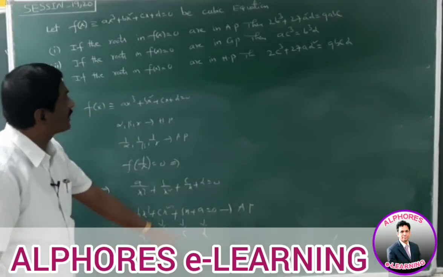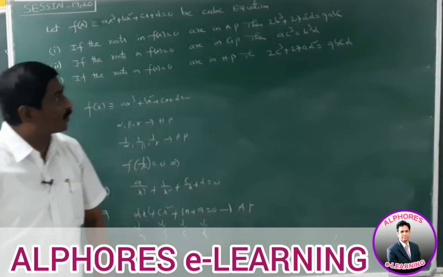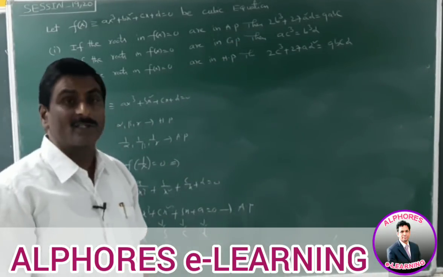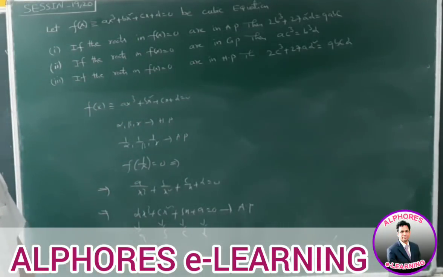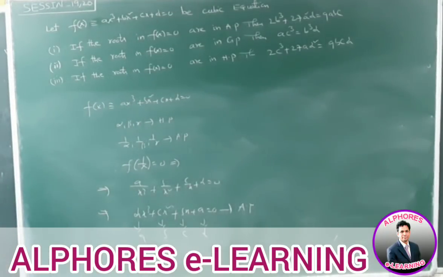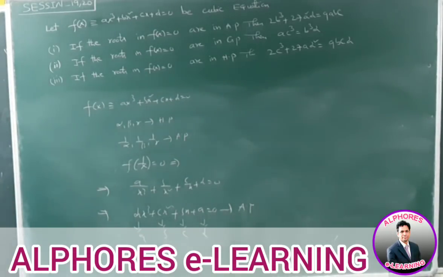Substitute these values in the equation 2b cube plus 27a square d is equal to 9abc. We get the final result. If the roots are in HP, the roots in f of 1 by x is equal to 0 are in AP. So we use the AP condition.